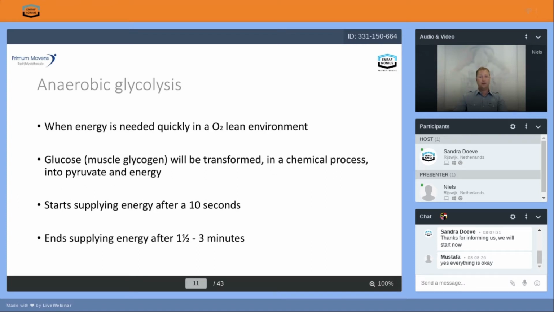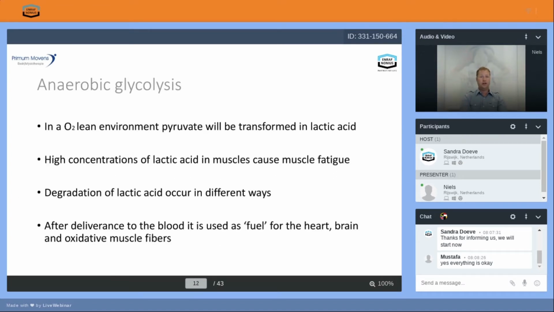In this period, there is not enough time for the blood flow to start going. The microcirculation isn't as active, so oxygen cannot be provided to the muscle cells at that moment. So it needs to be transformed without oxygen. So as a side effect of that biochemical process, pyruvate will be transformed into lactic acid.